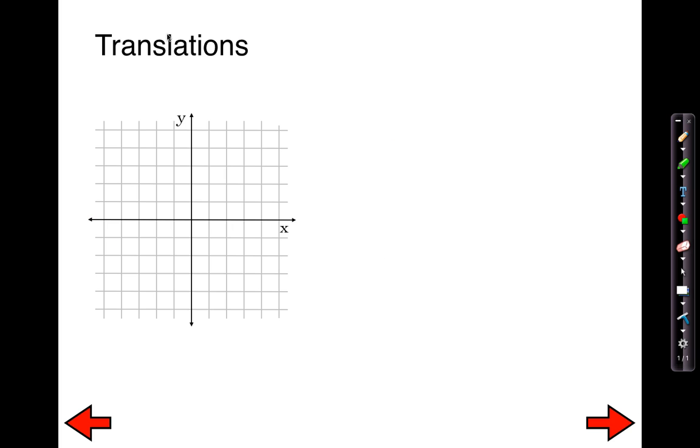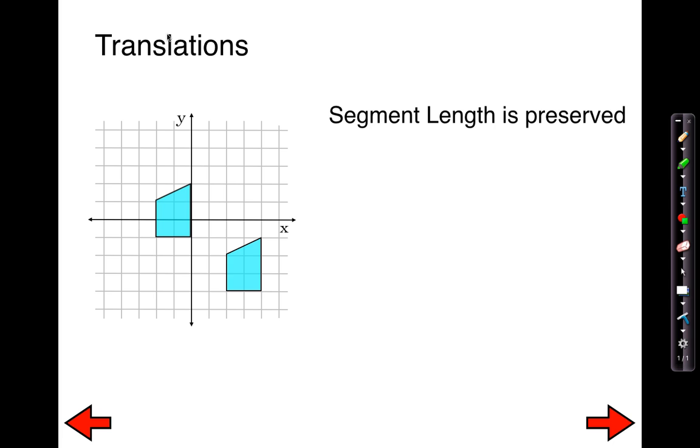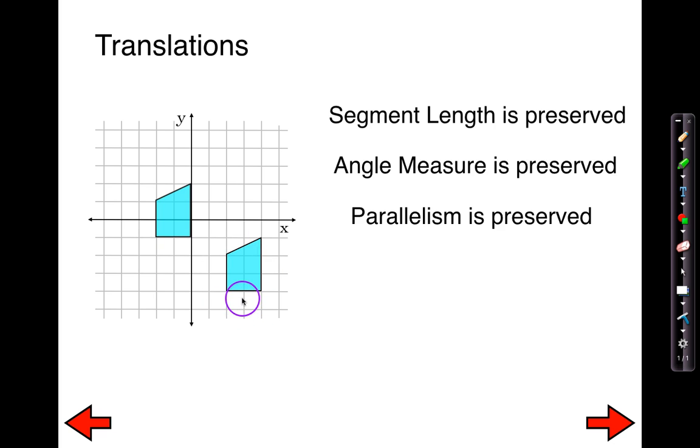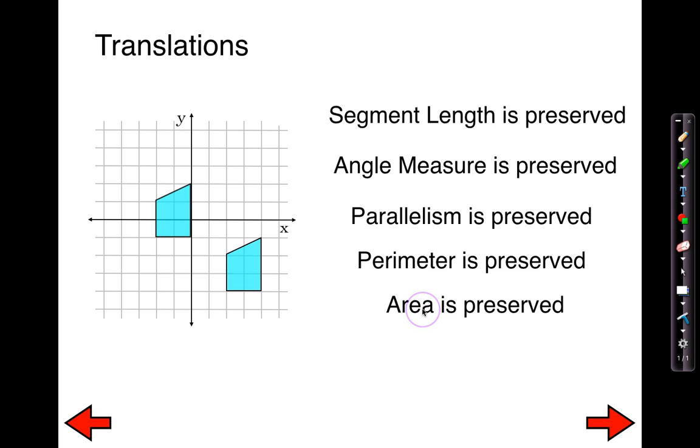So let's remind ourselves real quick what a translation looks like. It's basically sliding a figure across a coordinate plane, such as this here. Now from this, I want to talk about things that it preserves. So the segment lengths are preserved, the angle measures are preserved. Notice the angle measurements did not change at all. They're exactly the same. The parallelism is preserved, meaning whatever lines were parallel remained parallel. The perimeter was preserved. It still has the same units around the shape as well as the area. So notice all of these features are preserved under translations.